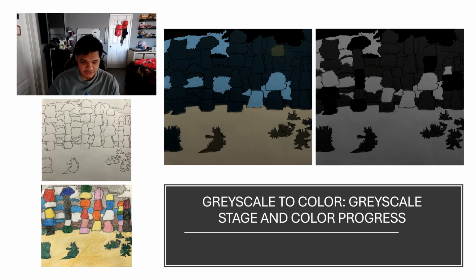Here's the grayscale to color, the grayscale stage and color progress. This is my sketch drawing of the Seven Magic Mountains, and this one down here is where I colored my sketch using watercolor pencils.